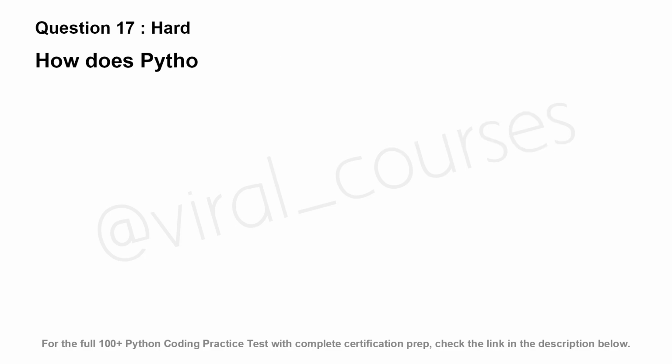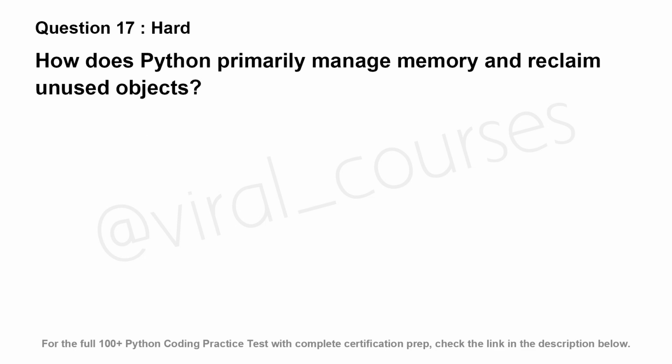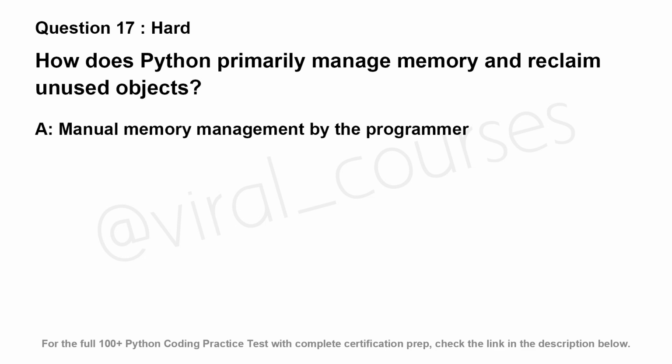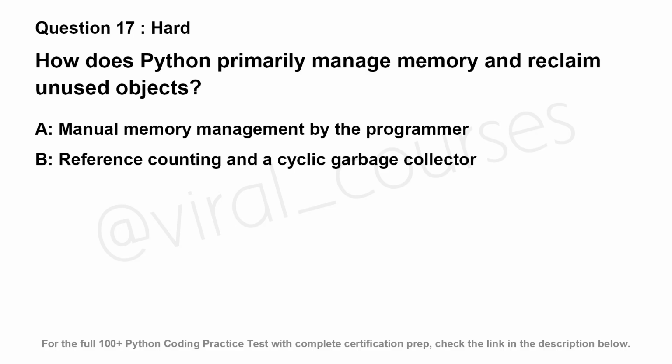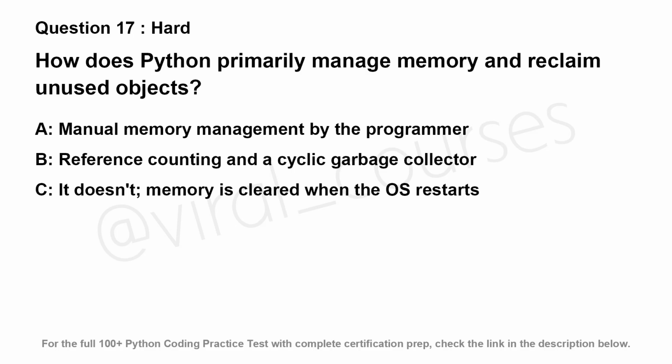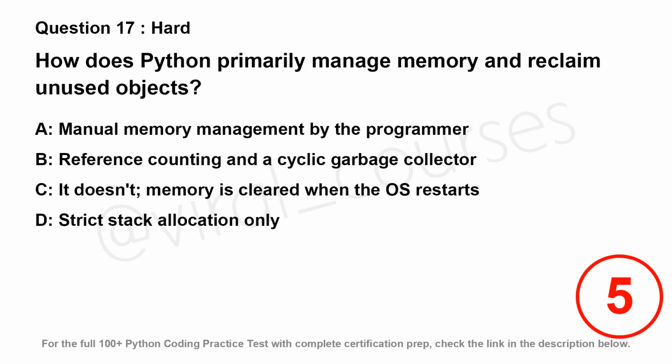How does Python primarily manage memory and reclaim unused objects? Option A, manual memory management by the programmer. Option B, reference counting and a cyclic garbage collector. Option C, it doesn't, memory is cleared when the OS restarts. Option D, strict stack allocation only.